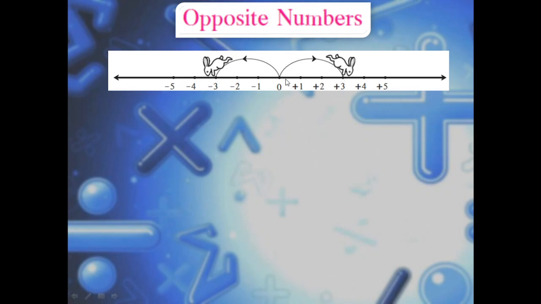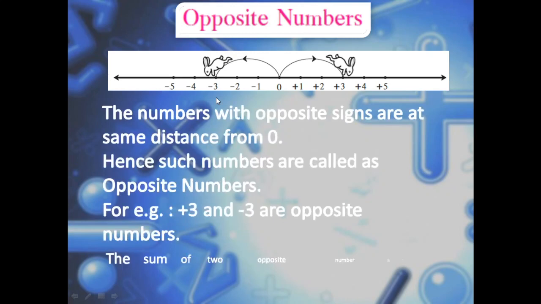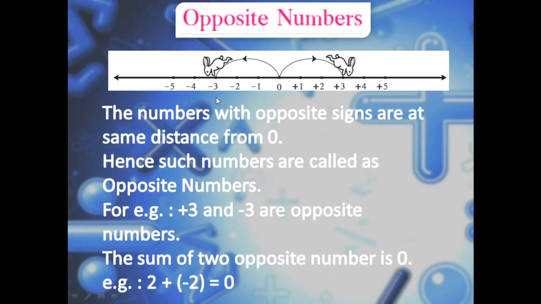The units are the same when I count from 0. See, from 0 to the left, how many units? 1, 2, 3 units. Again from 0 to the right, it is 1, 2, 3 units. So opposite numbers are the same concept where the numbers have equal value, just on the opposite side with different signs. The numbers with opposite sign are at the same distance from 0. Hence, such numbers are called opposite numbers. In the example, plus 3 and minus 3 are opposite numbers.